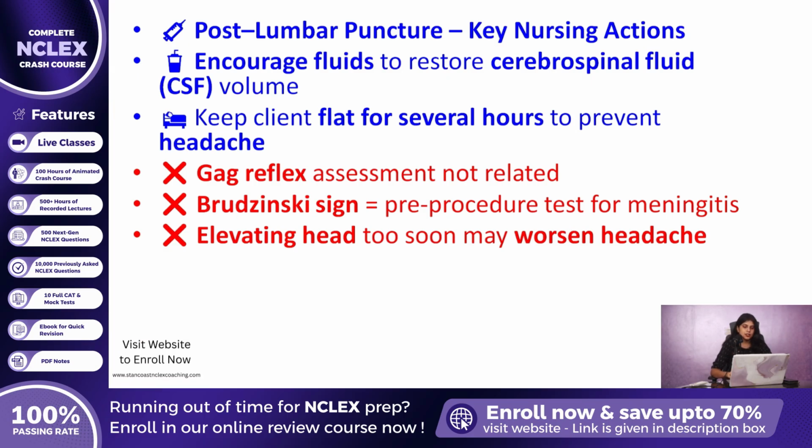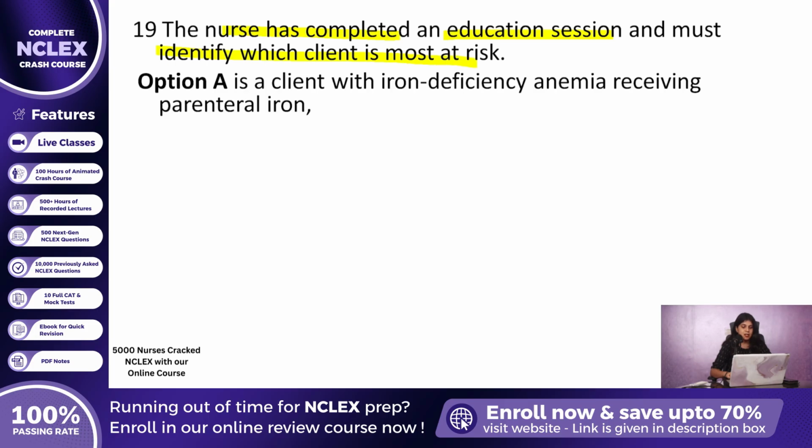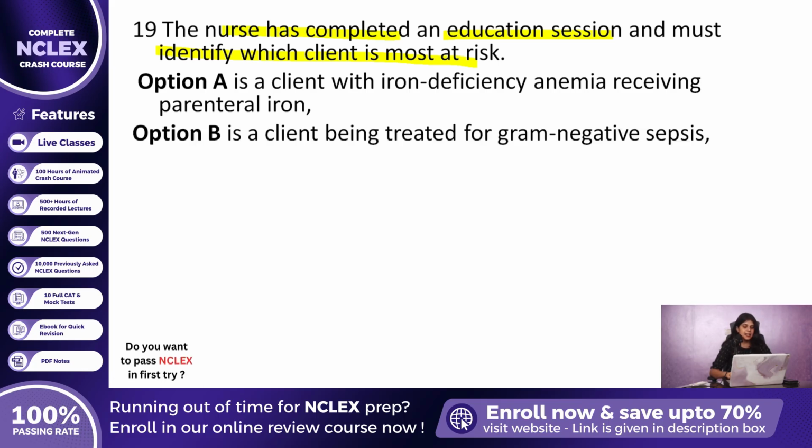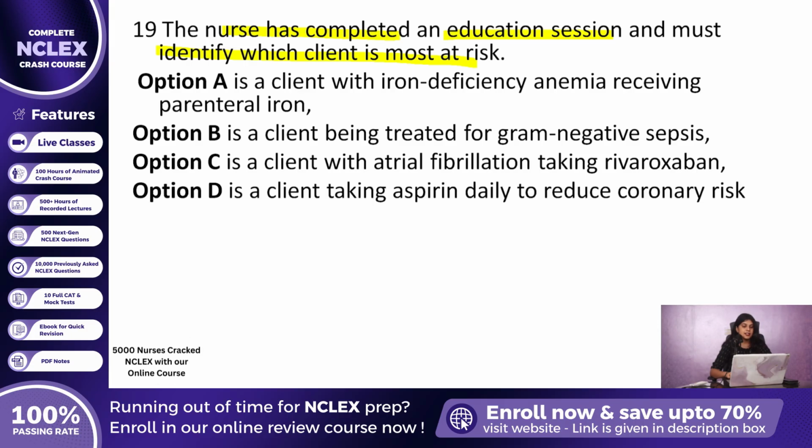Now let us go into question 19, which centers on identifying risk factors for disseminated intravascular coagulation, also known as DIC. The nurse has completed an education session and must identify which client is most at risk. The options are, option A is a client with iron deficiency anemia receiving parenteral iron. Option B is a client being treated for gram-negative sepsis. Option C is a client with atrial fibrillation taking rivaroxaban. And option D is a client taking aspirin daily to reduce coronary risk. The correct answer is option B, a client being treated for gram-negative sepsis.